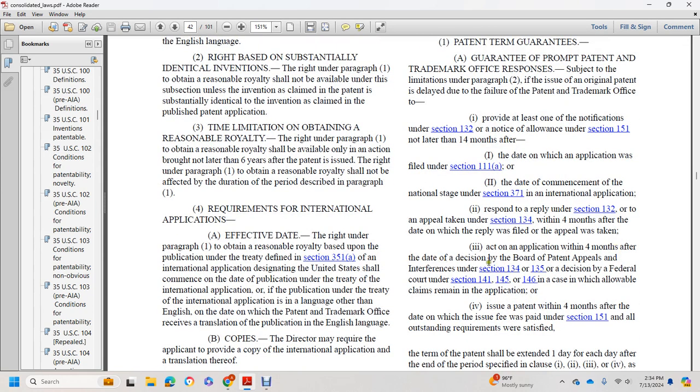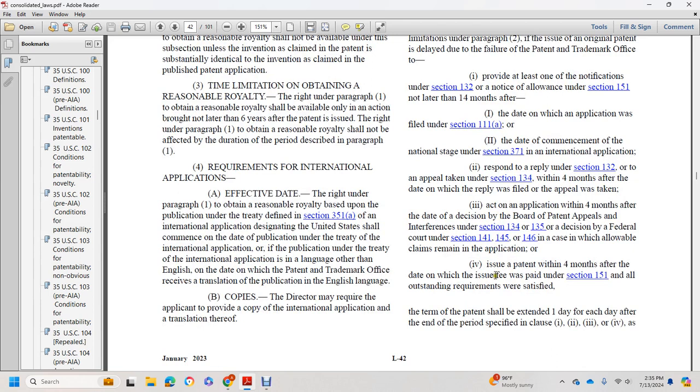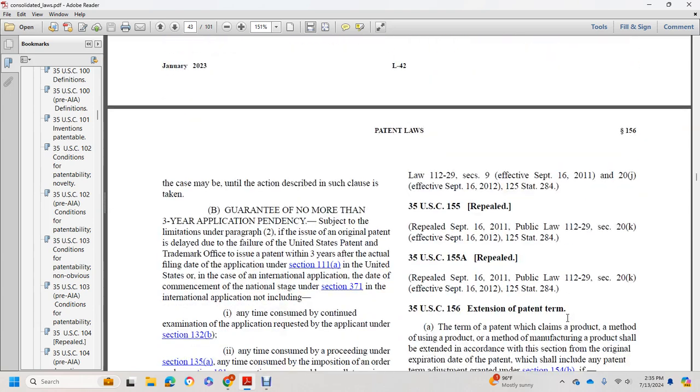3. Act on an application within 4 months of the date of the decision of the Board of Patent Appeals and Interferences under sections 134 or 135, or of a decision by a Federal court under sections 141, 145, or 146, in a case in which allowable claims remain in the application. 4. Issue a patent within 4 months after the date on which the issue fee was paid under section 151 and all outstanding requirements were satisfied. The term of the patent shall be extended 1 day for each day after the end of the period specified in clause 1, 2, 3, or 4, as the case may be, until the action described in such clause is taken. Guarantee of no more than 3-year application pendency: subject to the limitations in paragraph 2, if the issue of an original patent is delayed due to the failure of the United States Patent and Trademark Office to issue a patent within 3 years after the actual filing date of the application under section 111(a) in the United States, or in the case of an international application, the date of commencement of the national stage.